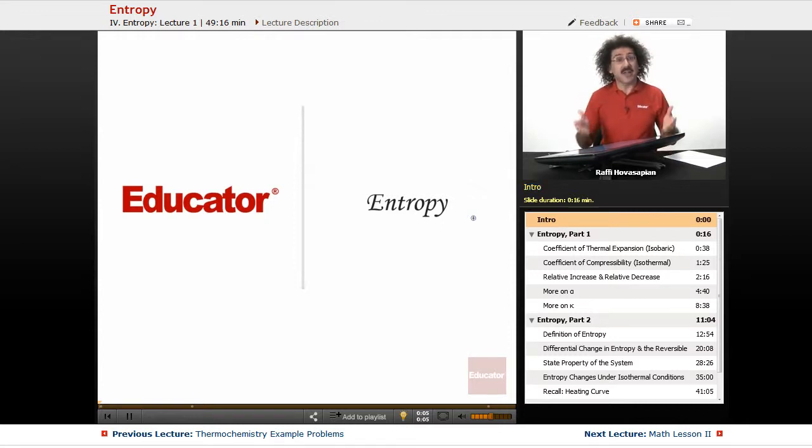So we've been talking about energy and we did a bunch of problems concerning energy. Today we're going to talk about our next most important state property, which is entropy. So let's jump right on in.